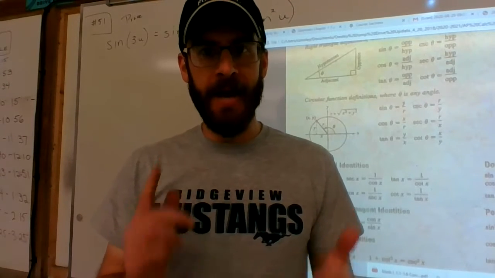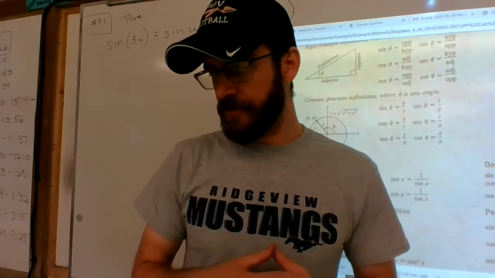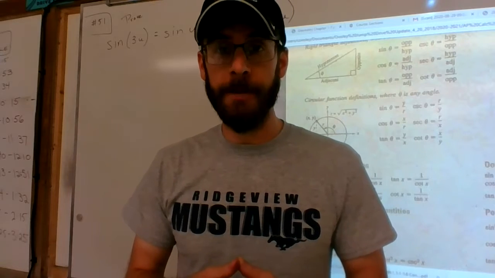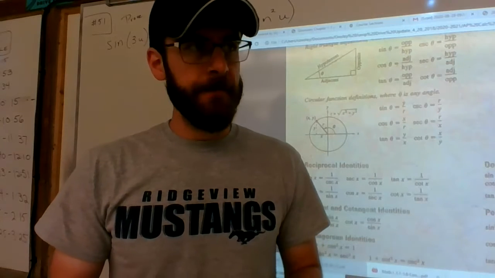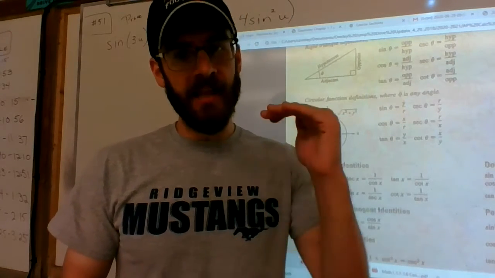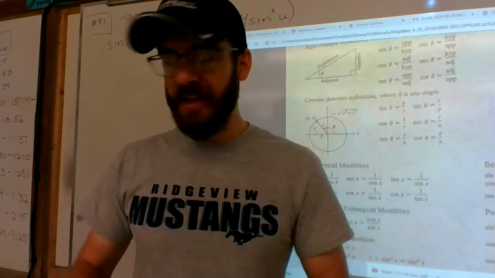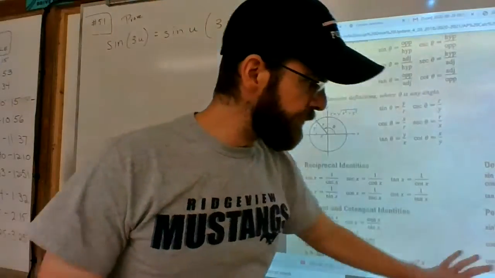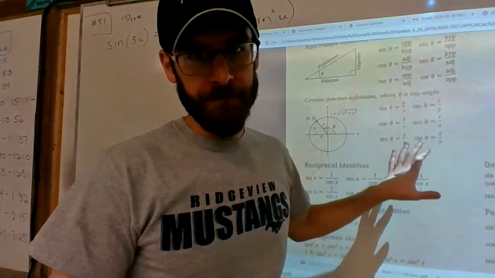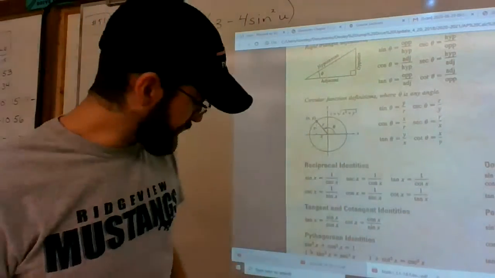Hey AP Calc, back for part 2 of this third lesson from section 1.3. I've got two proofs that are, I would say, a level up from the kind of proofs we did last year, but everything that we do can be justified from this sheet right here. So I'm going to start with number 51 from the textbook.